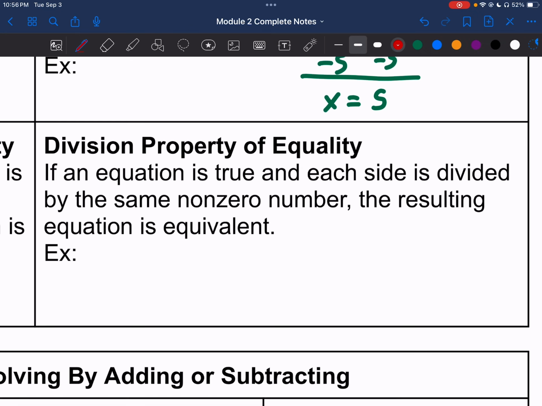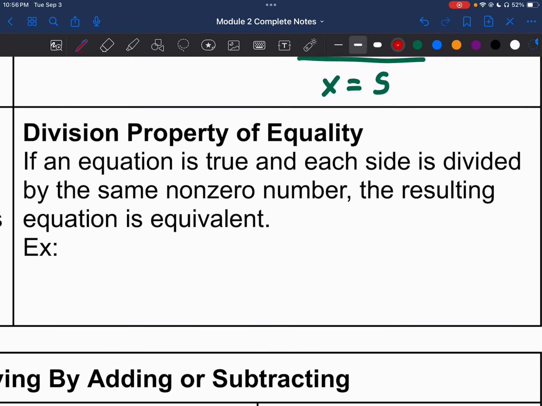Now, the division property of equality, again, same exact thing. If you are doing the same operation, division on both sides of the equal sign, then the resulting equivalent expression is true. It is equivalent. So if we have 3x is equal to 6, and we divide both sides by 3, we get that x is equal to 2.